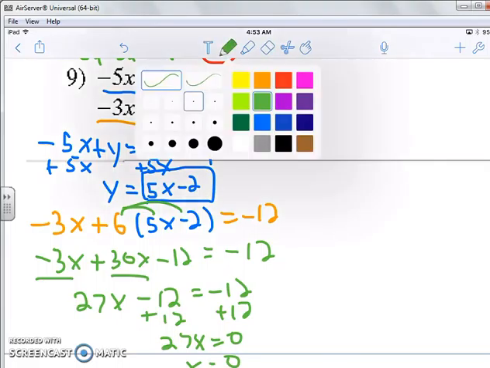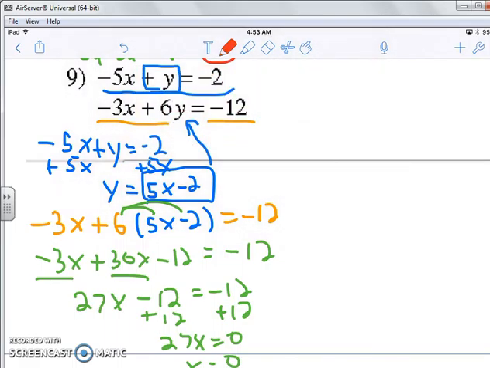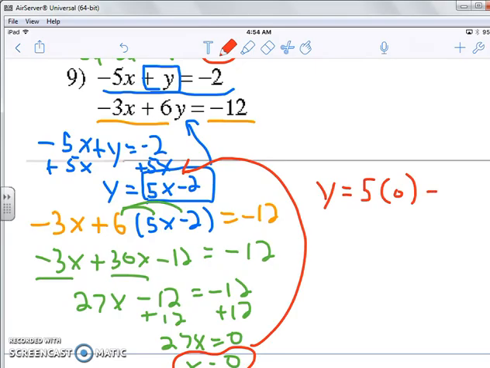So we've solved for one variable. Now I'm going to take this and put it in place of x up here, and say y equals 5 times 0 minus 2, or y equals negative 2, and that gives me my solution set. So x is 0, y is negative 2. Alright, not too bad. If you need to pause and get caught up, go ahead and do so now. We're going to move on to the next example.